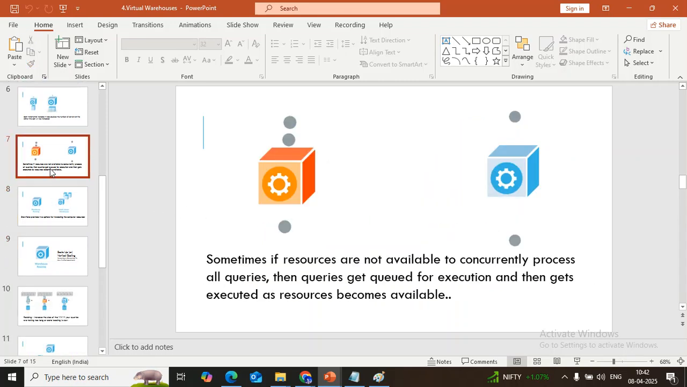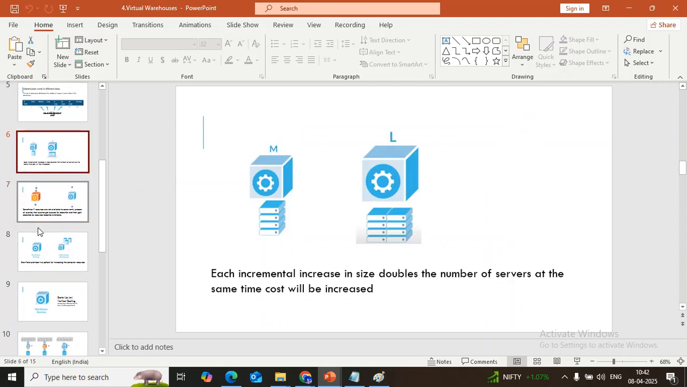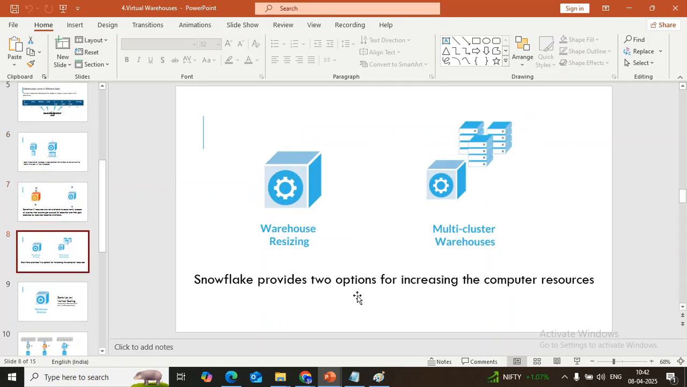So I was mentioning, Snowflake provides two ways to enhance your performance. Either we can resize our warehouses, or we can use a multi-cluster warehouse. I'm making you understand in which scenario we use which one. Suppose this is a very important interview question.